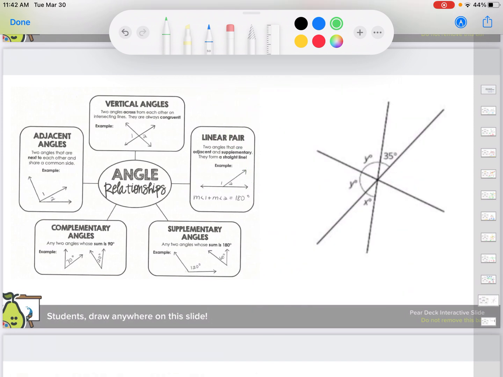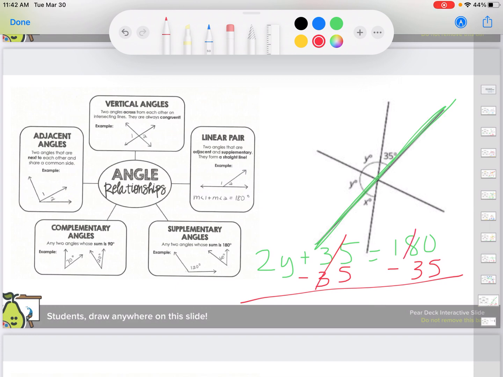All right, for this one, I have a straight line. So I have a linear pair. So that's 2y plus 35 equals 180. From there, I'm going to subtract 35 on each side, and I'm left with 145 equals 2y. I'm going to divide by 2. So y equals 72.5.